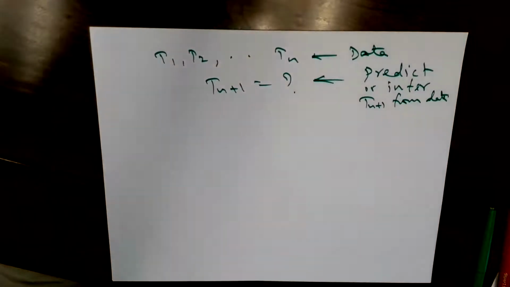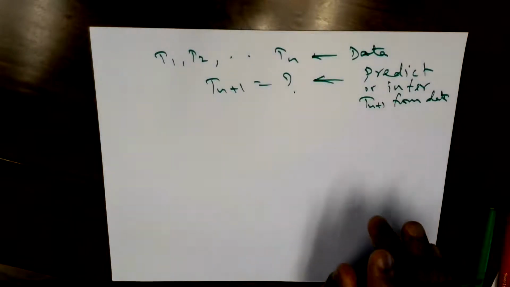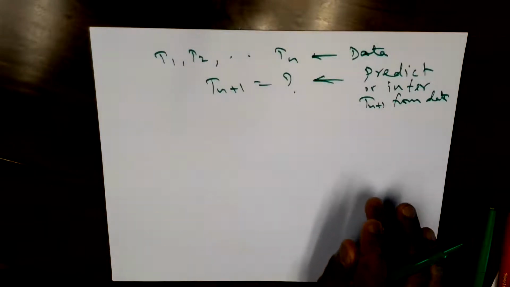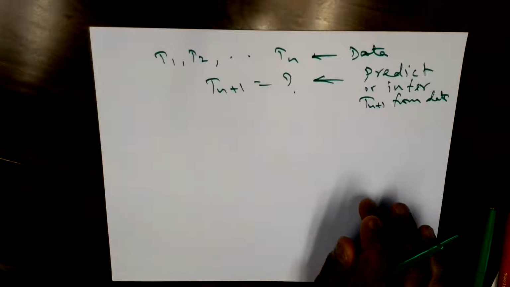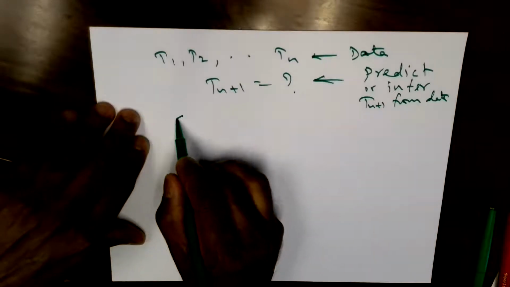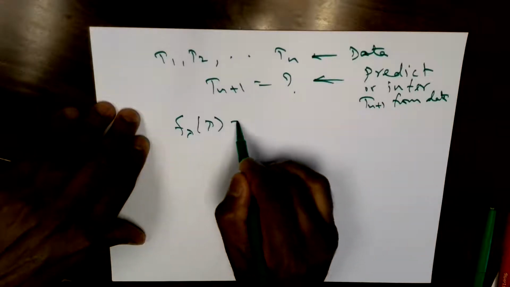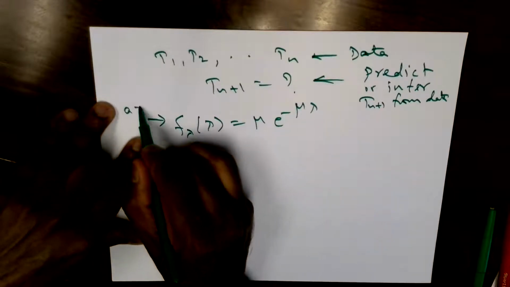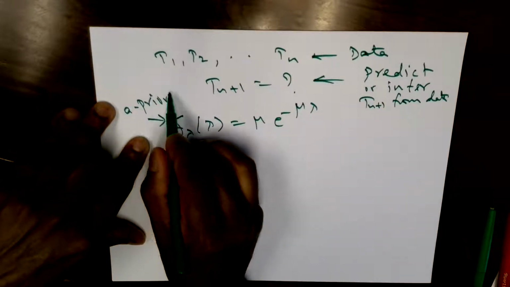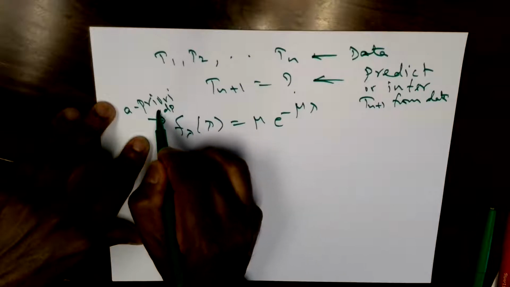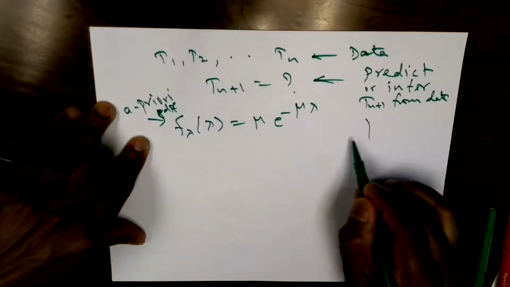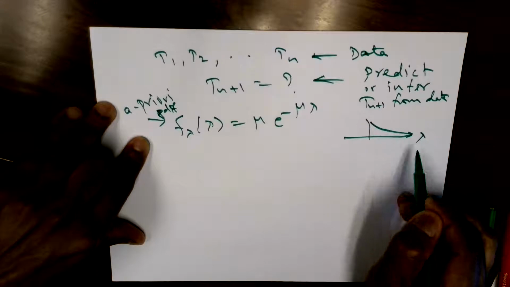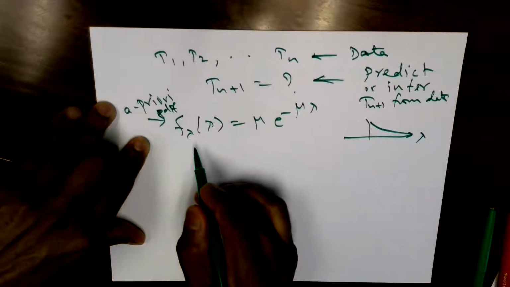So first, the question is, how do we update our knowledge about lambda in the presence of all these observations? We have the a priori PDF of lambda to be exponential. So this is the a priori PDF, which is like this. Then we have the data.